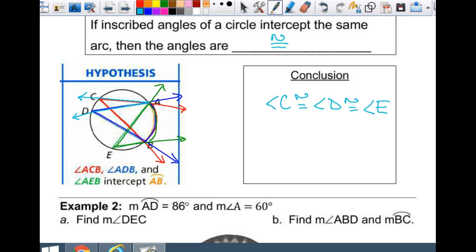Anybody have any ideas? Danielle, what you got? CBD, y'all agree with that? Yes, CBD would have to be congruent because it also intercepts that arc right there. Okay, does that make sense? Good.